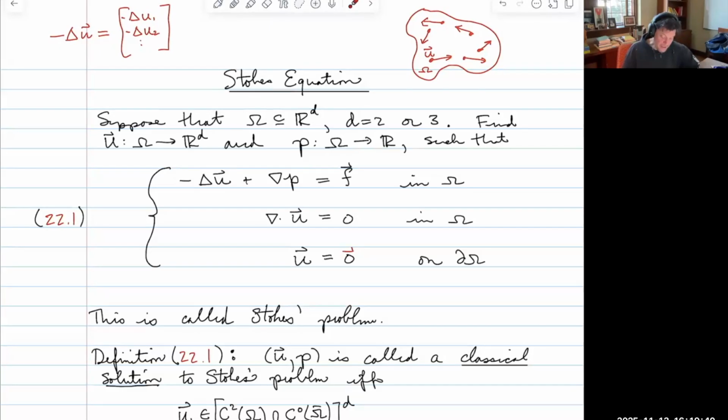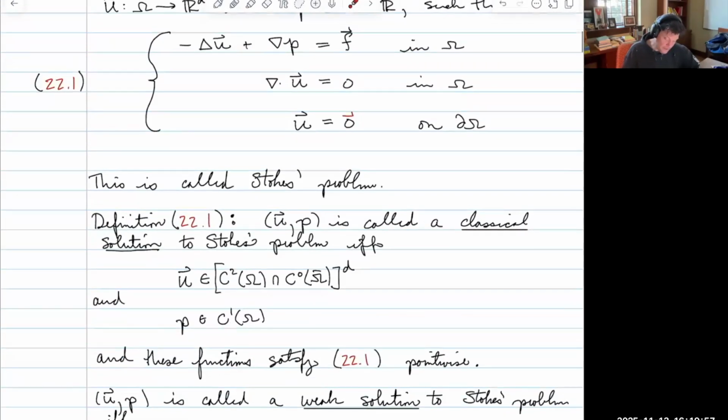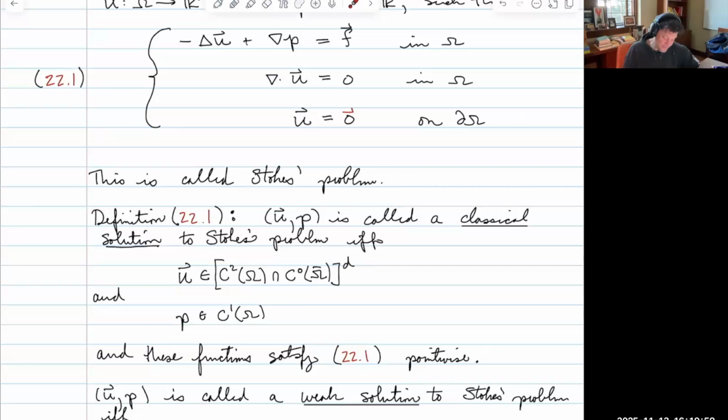Now we're going to play the same game that we've always done with this, and we're going to derive different types of solutions. If we want to use the finite element method, then we've got to derive what's called a weak formulation of this problem, or in other words, a weak solution. But before we even get onto that, let's define what we mean by a classical solution.